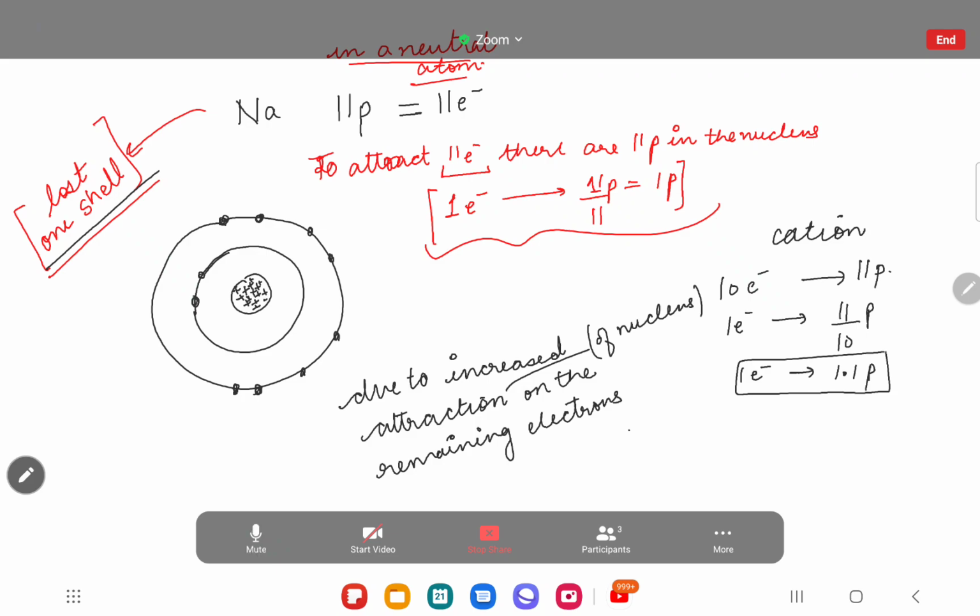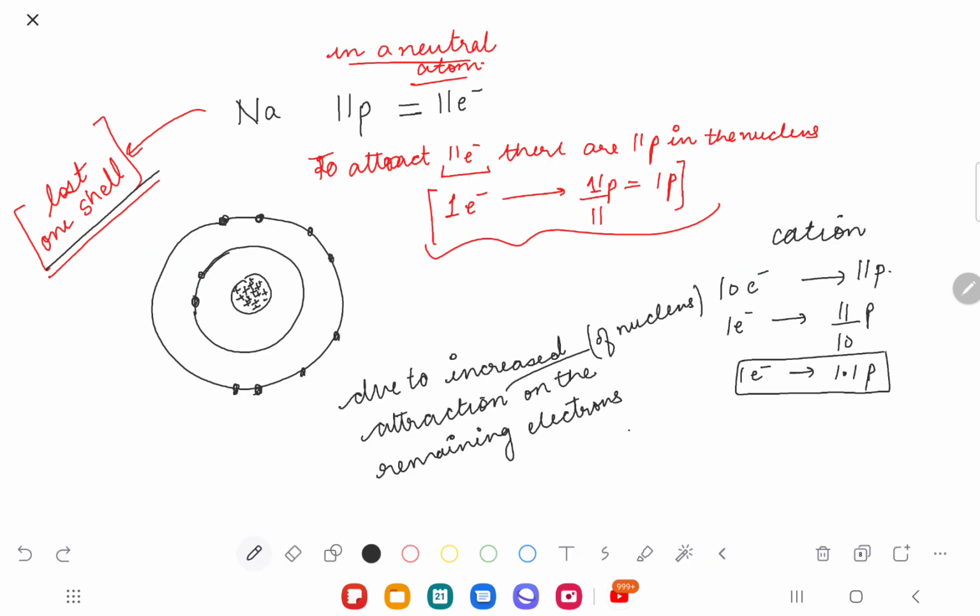Am I audible, Mark? So I hope you're understanding that the size is decreasing due to two reasons. One is the increased attraction, and one is a loss. Yes, exactly. That means, yes, correct, very correct.